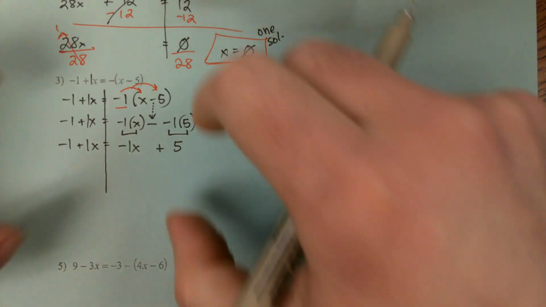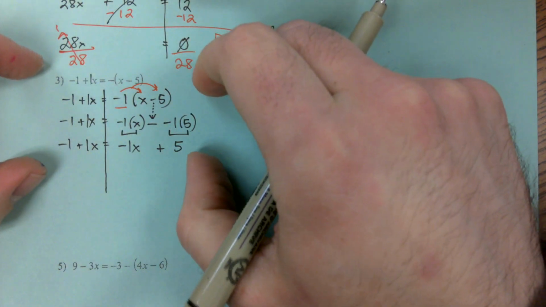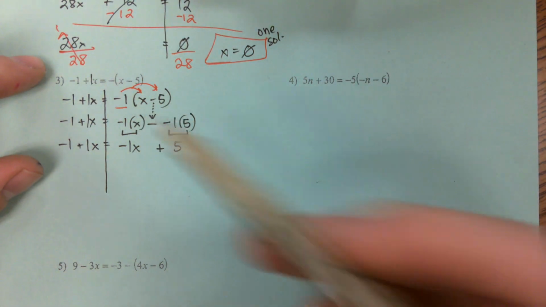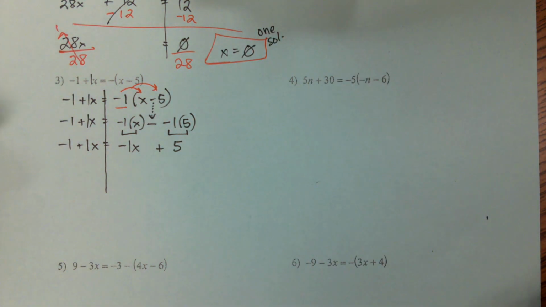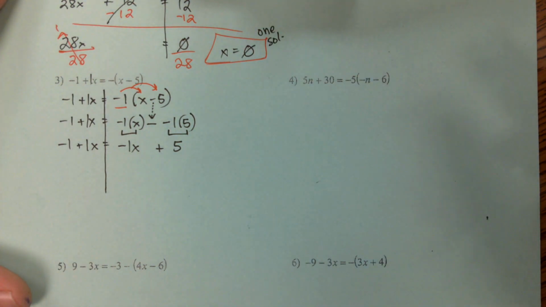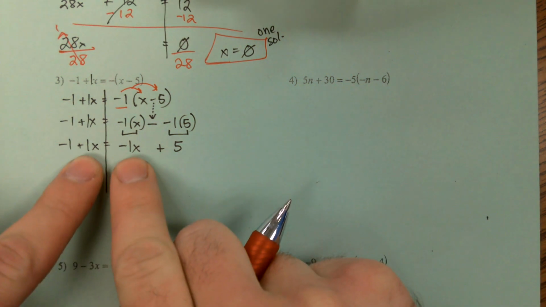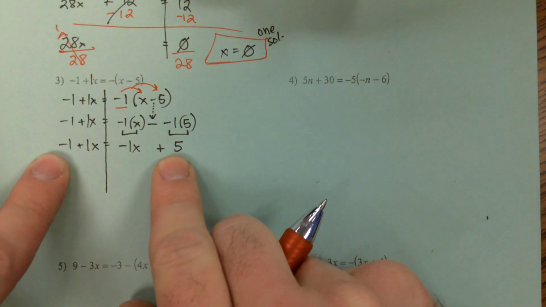Really take some time to see what I did so far, because these double negative signs get really, really confusing. So if you need to pause, maybe rewind a little bit and listen to that again, definitely do so. All right, now we're going to do our inverse operations because we have a variable term on either side and a constant term on either side.